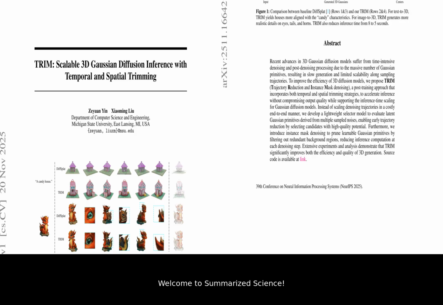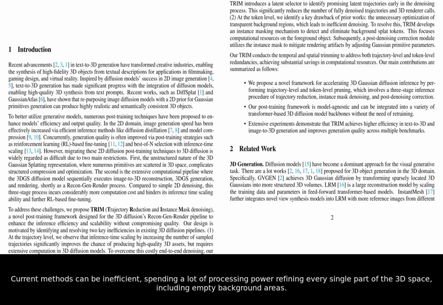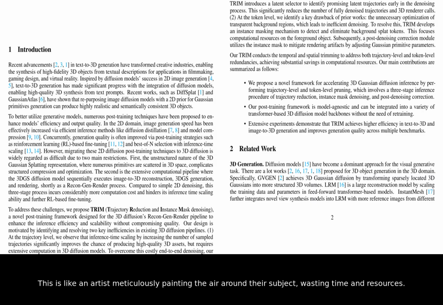Welcome to Summarize Science. Have you ever seen an AI turn a simple phrase like a candy house into a full 3D model? This technology is incredible, but it's often a very slow and computationally expensive process. Current methods can be inefficient, spending a lot of processing power refining every single part of the 3D space, including empty background areas. This is like an artist meticulously painting the air around their subject, wasting time and resources.